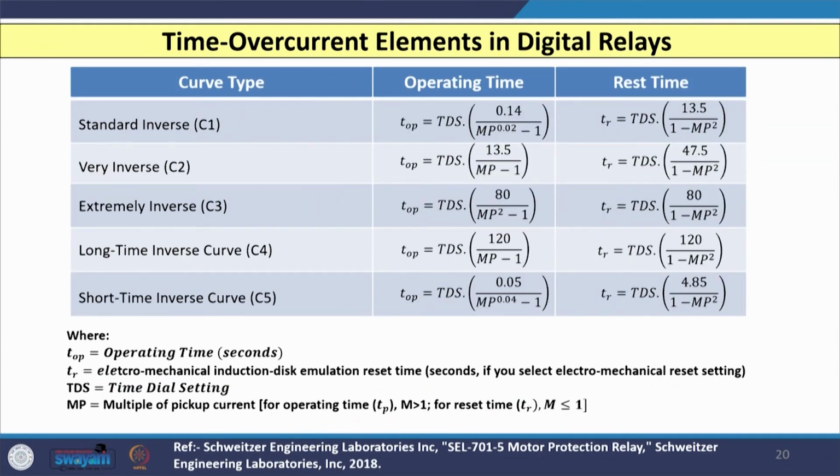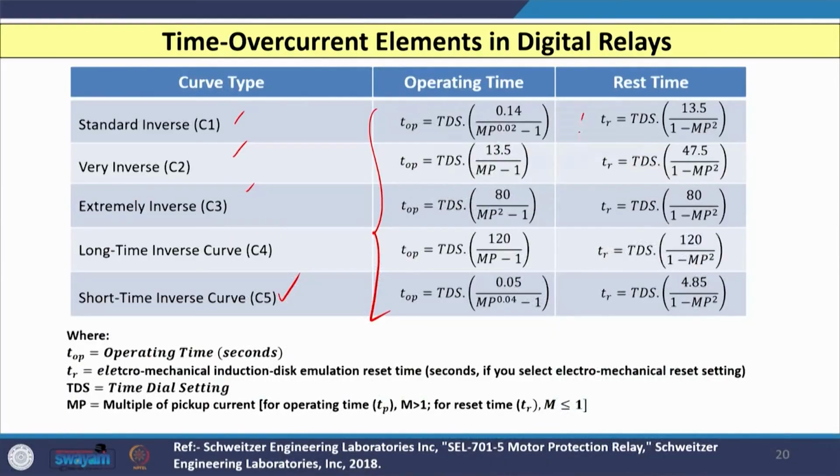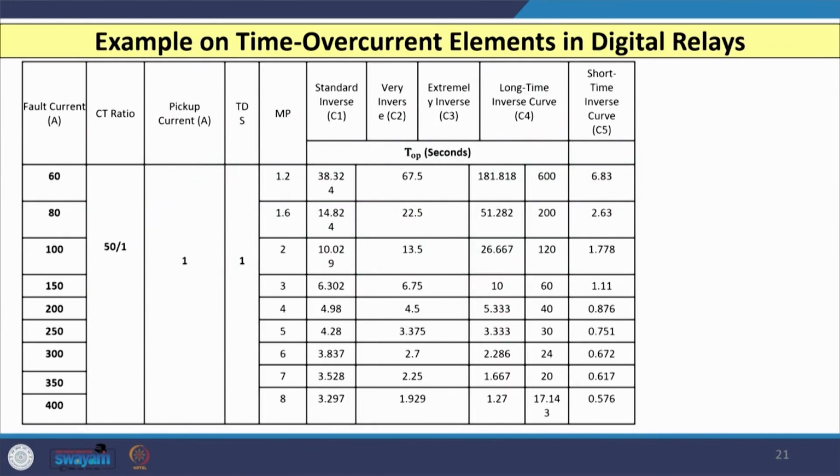Similarly, for the IEC curves also, from C1 to C5, the different equations of the time of operation of the relays are given in terms of TDS and multiple of pickup current, and similarly the equation of TR for the respective curve is also given if I wish to use the digital relay as an electromechanical relay. Now, with this background, let us see one example.